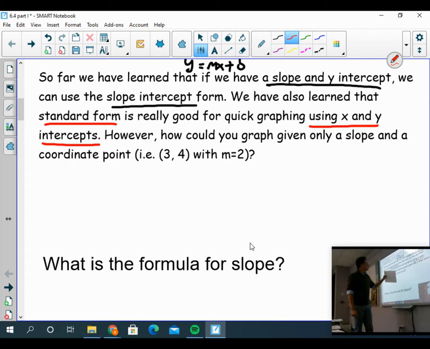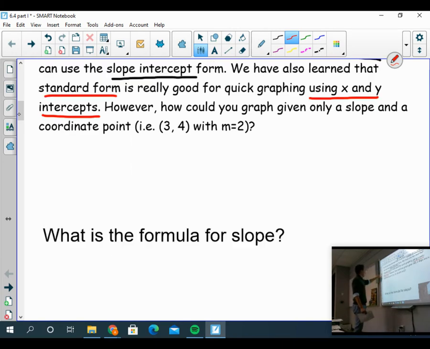But what can we do when we want to graph something given only a slope and a coordinate point? If I have a graph that only has a single point on it and a line running through it, and I know the slope of that line, how can I write the equation of the line? It's what we're going to learn about in 6.4 today.